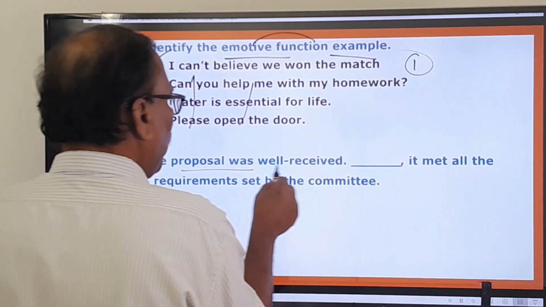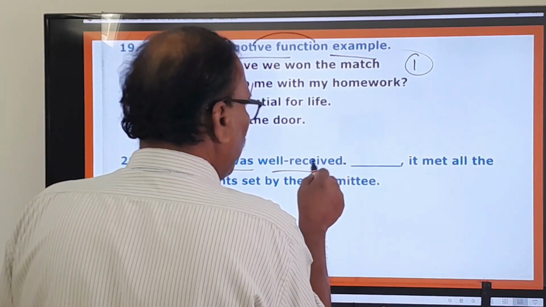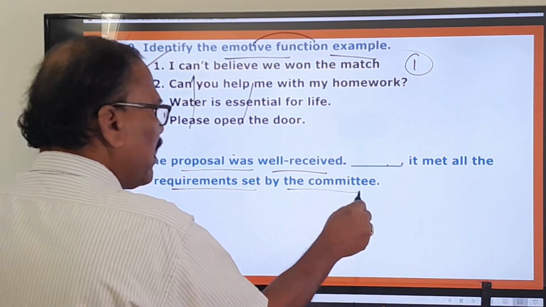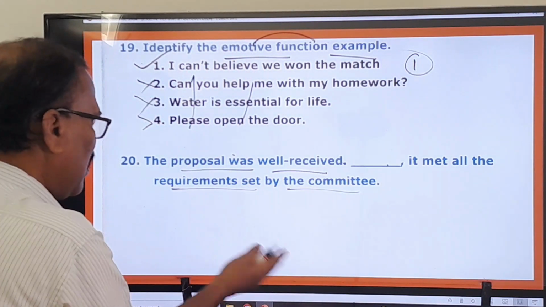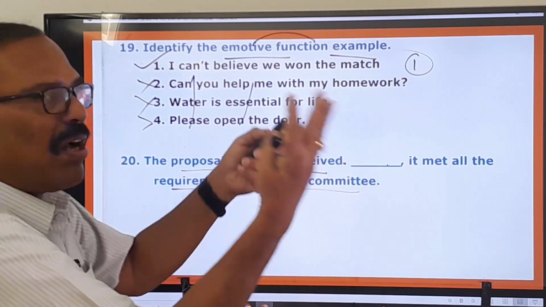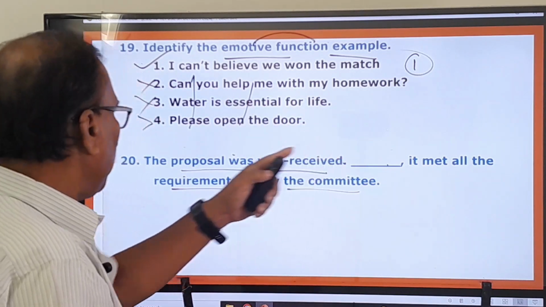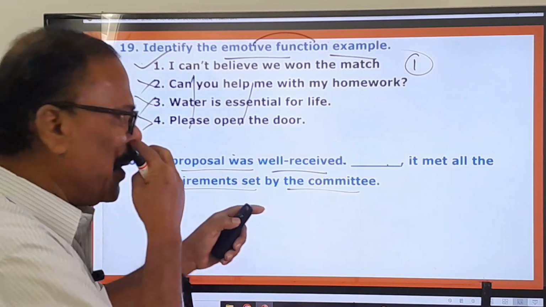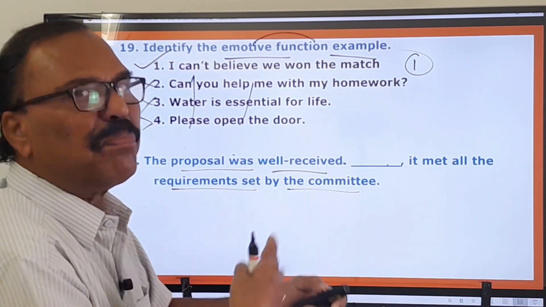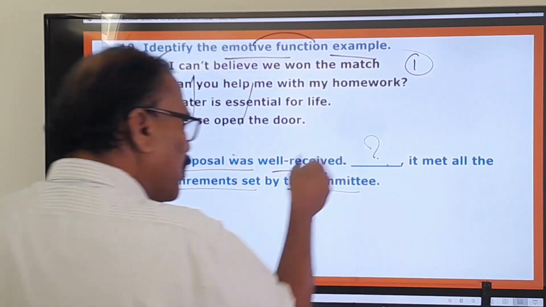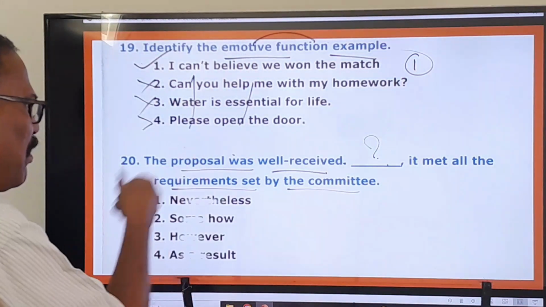The proposal was well received. Full stop. Dash, it met all the requirements set by the committee. So there are two sentences. The proposal was well received, everyone welcomed the proposal. Dash, it met all the requirements set by the committee. The proposal completed all the requirements the committee mentioned. And here a blank is given. What is to be used in that blank? What is the examiner asking you to do?